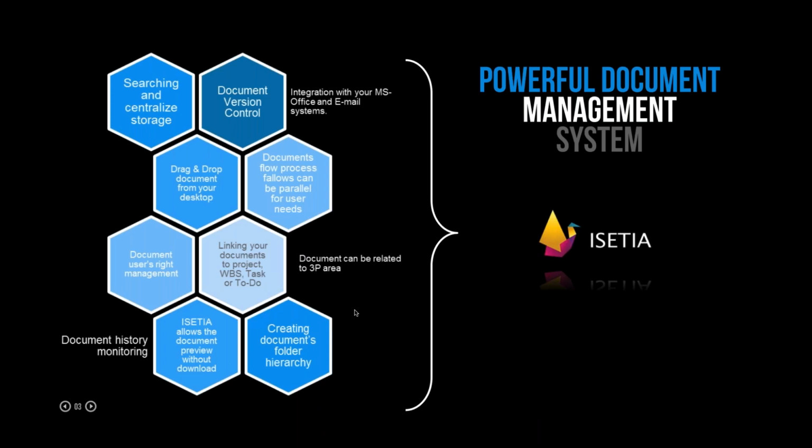Also, we are providing previews. That's why I said you don't need any third-party software installed on your computer, because up to 88 or even more file types are supported inside of ISETIA, starting from Word, Excel, PDF, even CAD like DWG. After uploading this kind of document, the preview is generated. It is visible for you inside of ISETIA. You don't need any third-party software to use it.